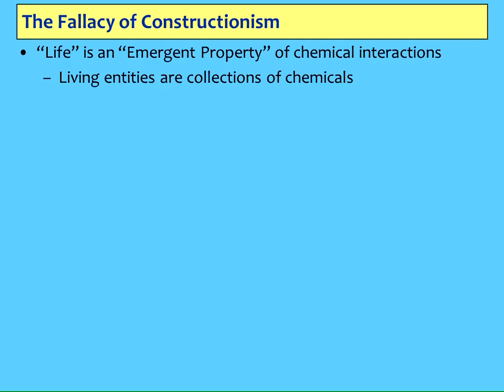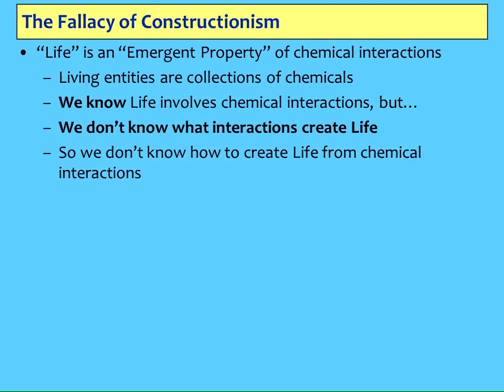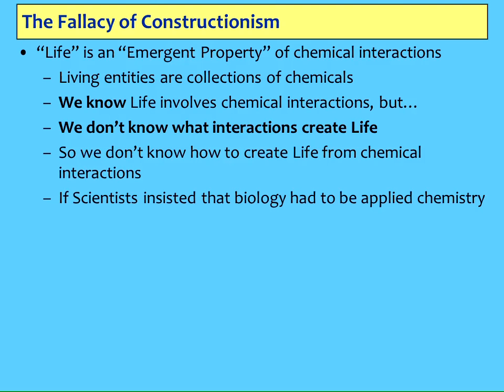Of course, we know life is a collection of chemicals. We know it involves chemical interactions. We don't know what those interactions are. That's the point about life being an emergent property. So we can't create life from chemical interactions.